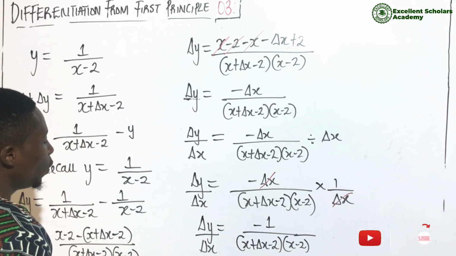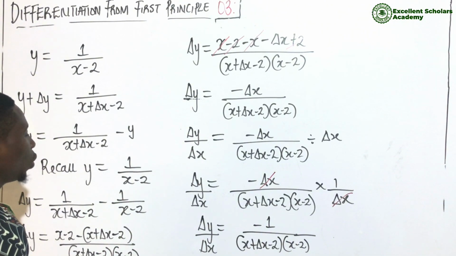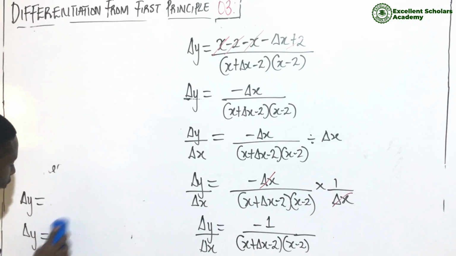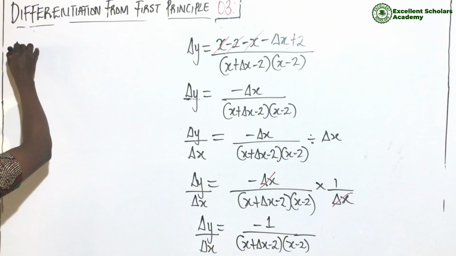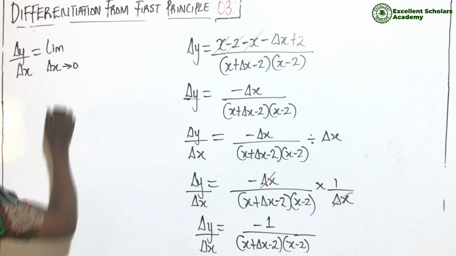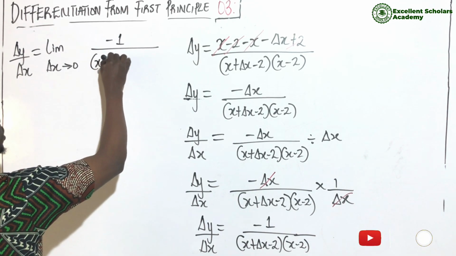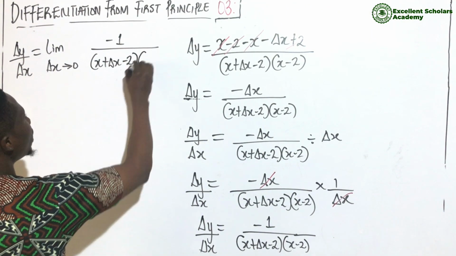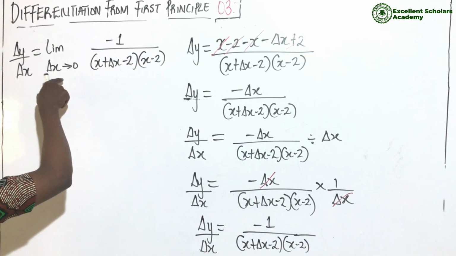Okay, so now we're going to take the limit as change in x tends to 0 in this. So I'm going to rub up this side. Okay, so from here, change in y over change in x is going to be equal to limit change in x as it tends to 0 in minus 1 over x plus change in x minus 2 into bracket x minus 2. Okay, so now we're going to take the limit as change in x tends to 0.